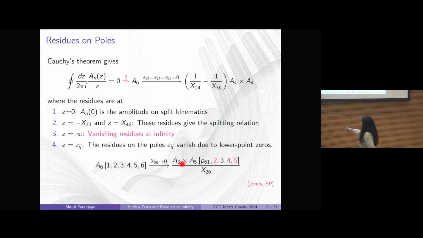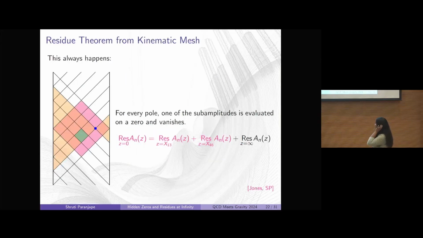So the 6-point amplitude, for example, at x26 goes to 0. It's just a regular pole. Locality tells you have factorization, and it looks like this. And these particles in pink over here are telling you that this is actually a 0 of the lower point amplitude. So this is your main recursive step: the fact that whatever you landed on is actually vanishing because of lower point amplitudes having these 0 conditions. And you can see that directly from the mesh.